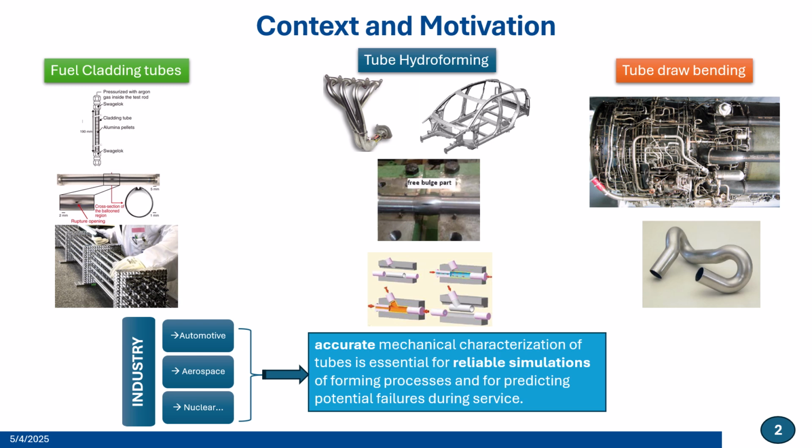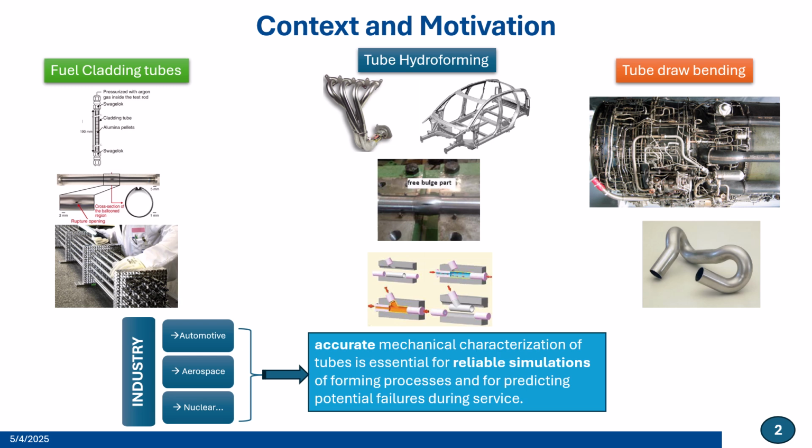So let's start by understanding why this research is important. Tube metals and anisotropic tubular materials play paramount roles in various sectors of industry, including automotive, aerospace, and nuclear power. Specific applications include fuel cladding tubes in nuclear reactors, complex parts formed through tube draw forming processes in automotive manufacturing, and tube drawing bending operations essential for aerospace components.